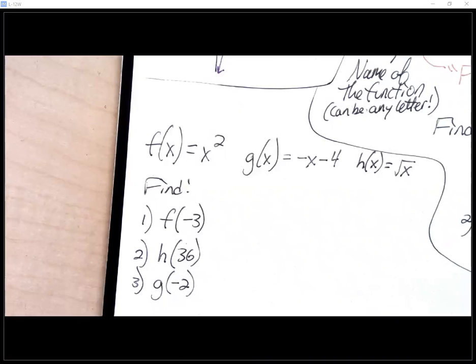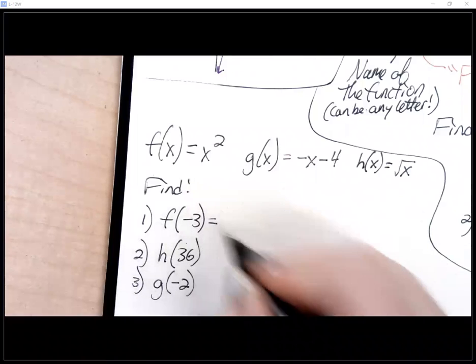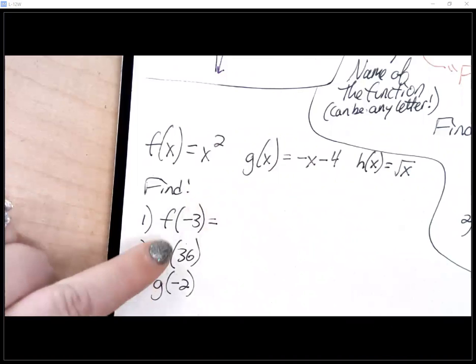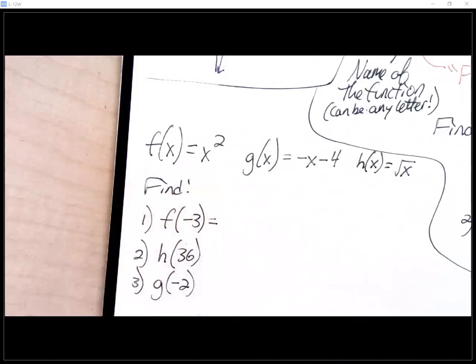Okay, we got answers? Who thinks they have number 1, f of -3? Lizzie? +9? I agree with you. So what I'm going to do, it's starting with an f, so I know I'm dealing with this one. I'm going to take -3 and replace it for x. Now listen, I hope you wrote it down. Think of what this means. This means take whatever x is and square it, right?